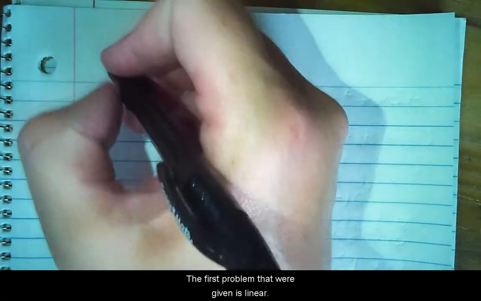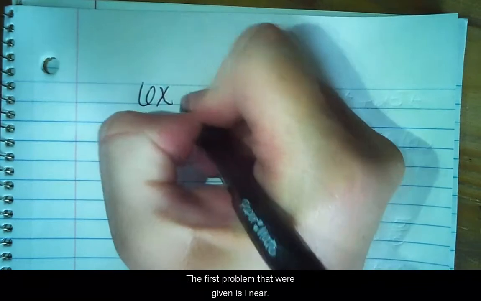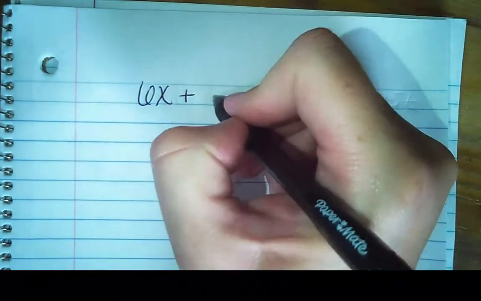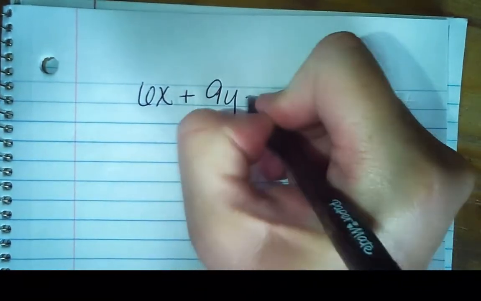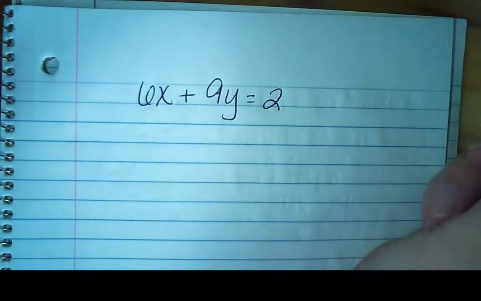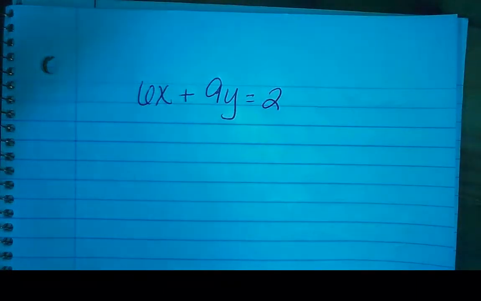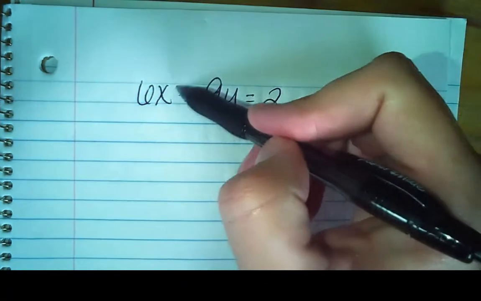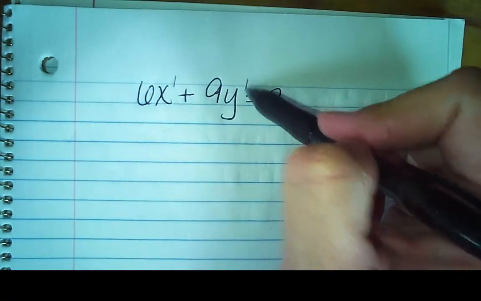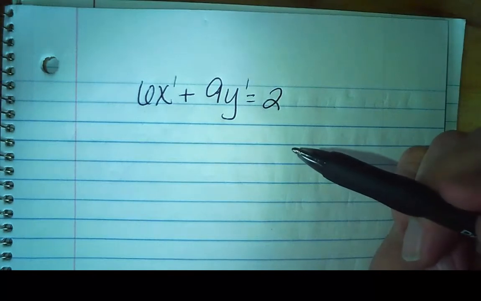All right, so we're going to practice. The first problem that we're given is linear. And so we have 6x plus 9y equals 2. And the way that they've set it up is you're supposed to go step by step. How do I know, first of all, that it's linear? Because my largest exponent is a 1.